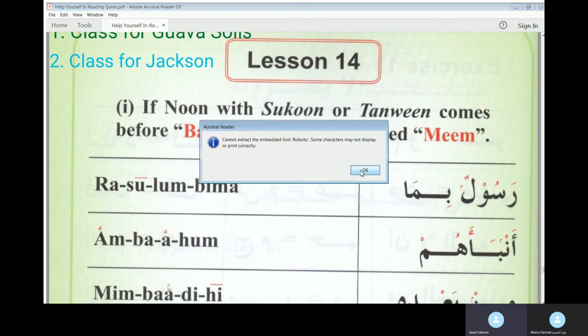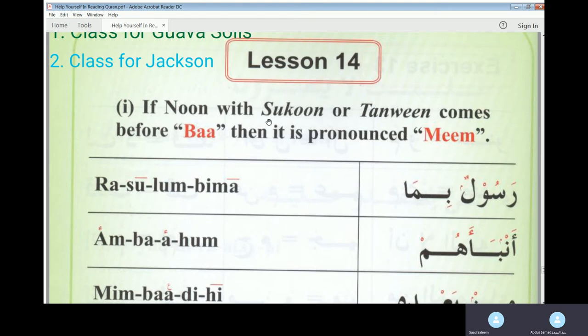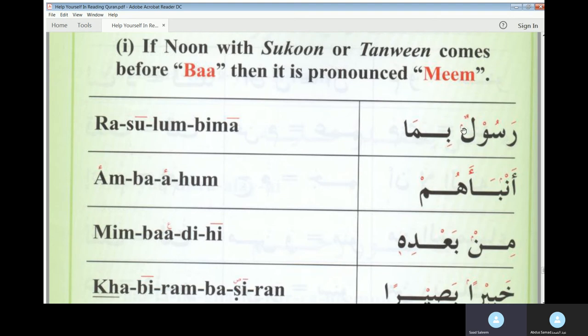Lesson 14 started. If noon with sukoon or tanween comes before ba, then it is pronounced meem. This is easy, as you will always see a small meem written on the alphabet. When you see this, pronounce meem, okay? For example, on a normal occasion I say Rasulun, but here I will say Rasulum bima.